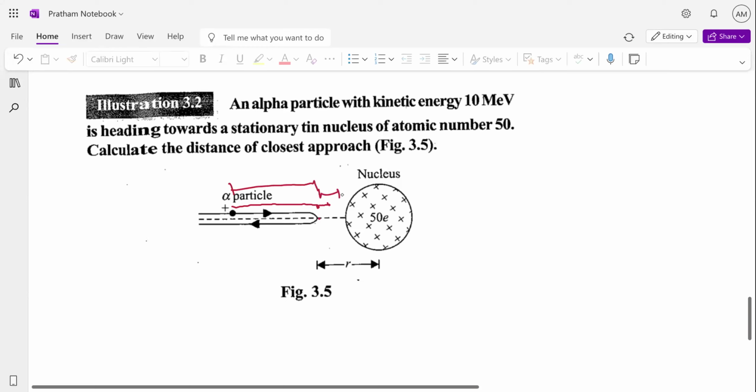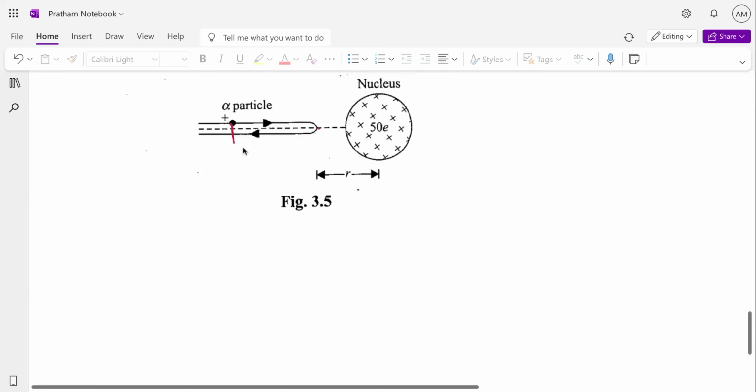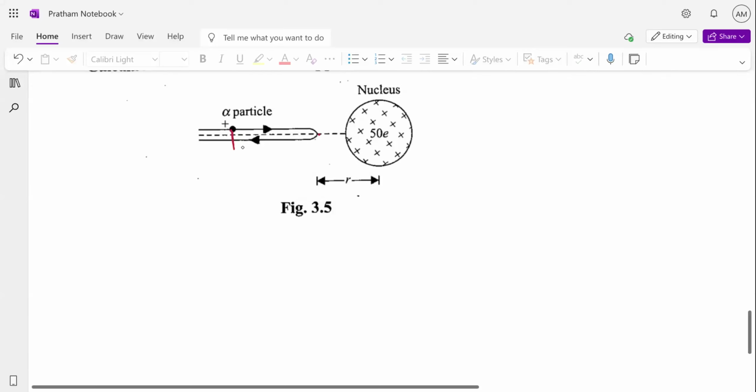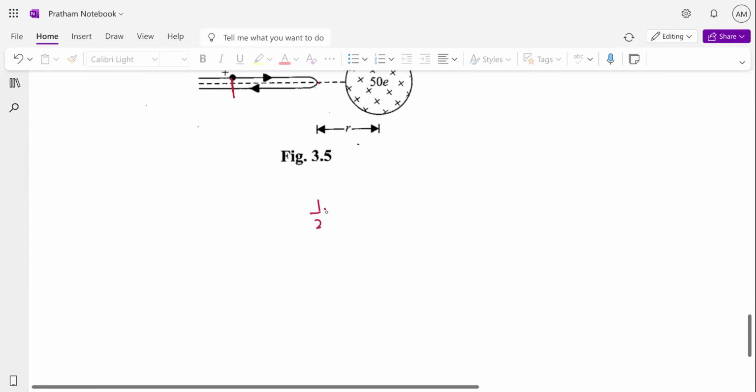If I ask you what the energy is at this point, we know the total energy is conserved, right? So initial energy equals final energy. The initial energy is nothing but half mv square, taking the potential energy at this point as zero. For the final state, the kinetic energy is zero.